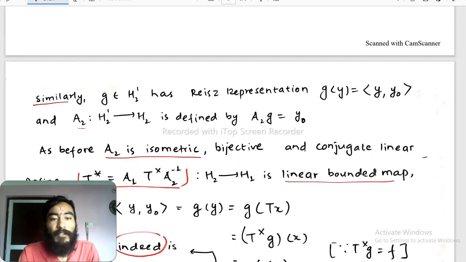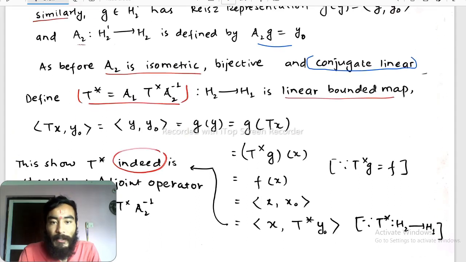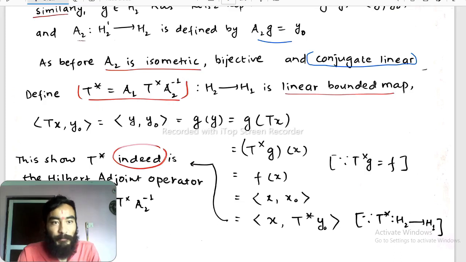Now similarly for A2, for g belonging to S2 dash we have a Riesz representation g(y) equals the inner product of y and y naught, where y naught uniquely depends upon g, and we define an operator A2 from S2 dash to S2 such that A2 g equals y naught. Then as before, A2 is isometric, bijective and conjugate linear. These are the three properties of A1 and A2 which are necessary in the results that follow.